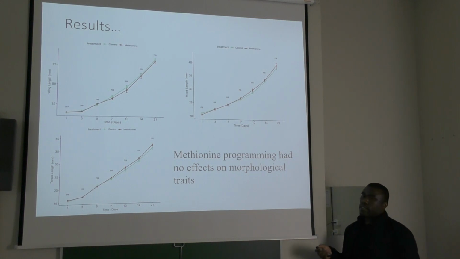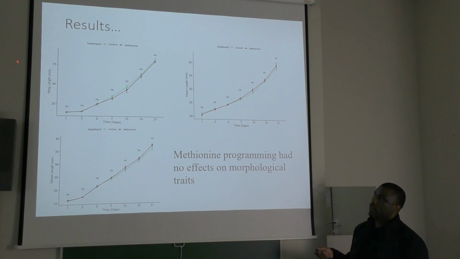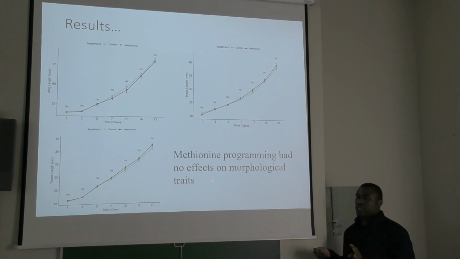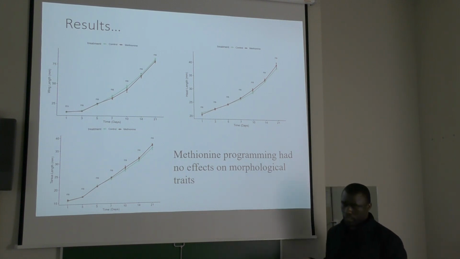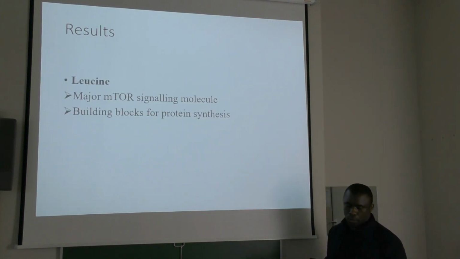Unfortunately, we did not find some differences in morphological traits. We measured the wing length, the head length, and tarsal length. In this case, there was not much allocation to these morphological traits. So the birds were allocating more resources to body mass as compared to the morphological traits.